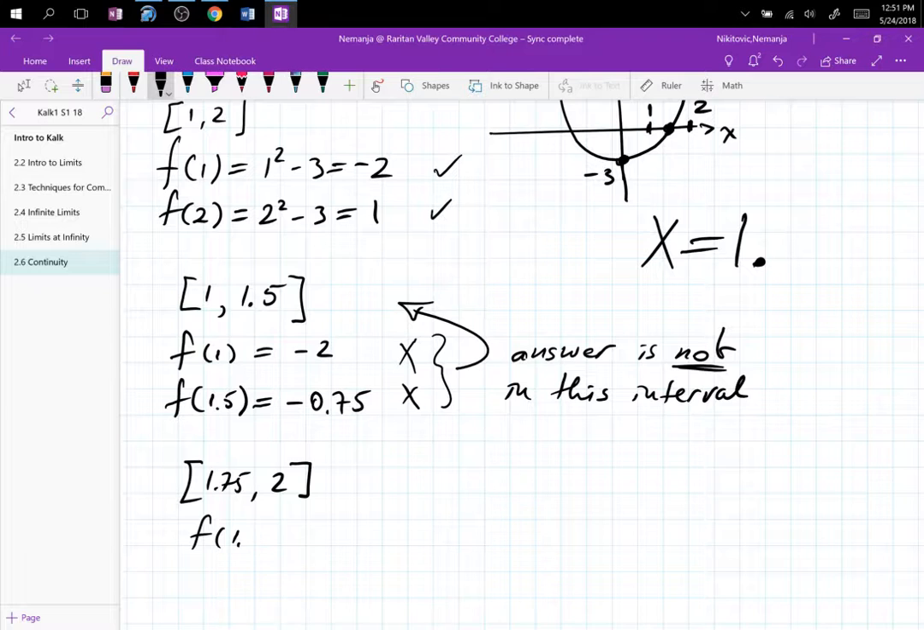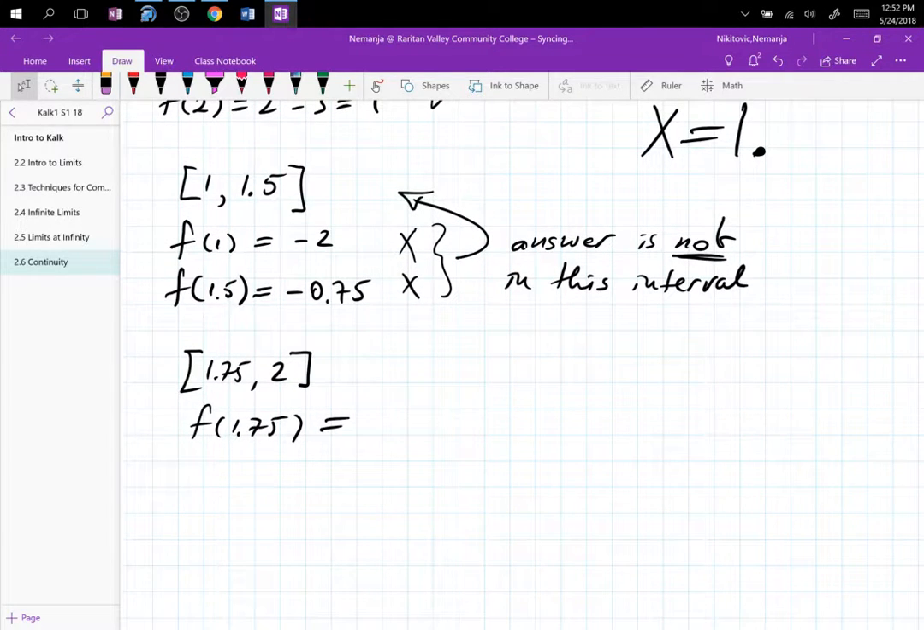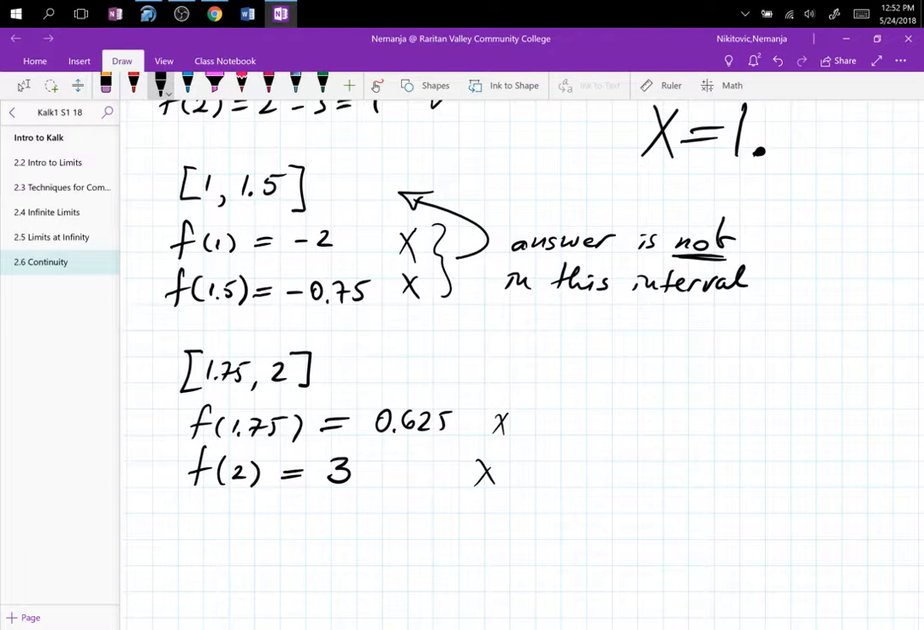F of 1.75. Anytime you get same signs, you have to go to the other interval. Every time you get the opposite signs, that means the answer is still within those two numbers you guessed. So what do we have? My function is x squared minus 3. So 1.75 squared minus 3 is 0.625. And f of 2, guys, was 3. That's not good, right? Both of these numbers are positive, right? So answer is not in there.